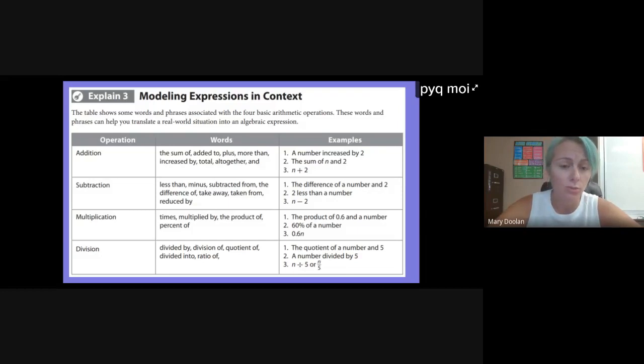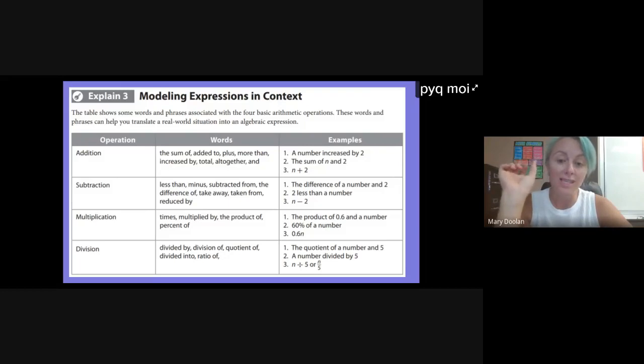For subtraction, your words that help you identify that subtraction is your operation: less than, minus, subtracted from, the difference of, take away, taken from, reduced by. Those are all words that tell you you have subtraction. And so you might see something like the difference of a number and 2, or 2 less than a number. Those would both mean what you see for the third one down, n minus 2.